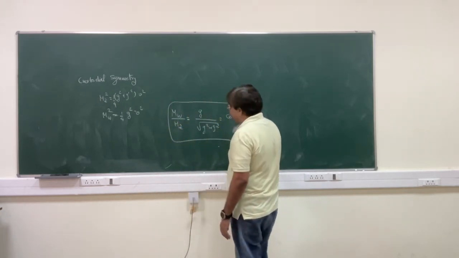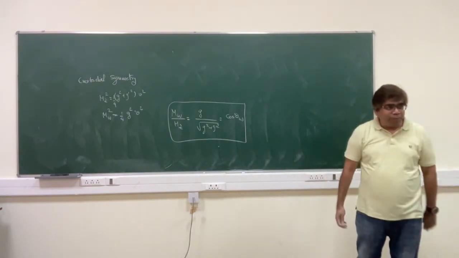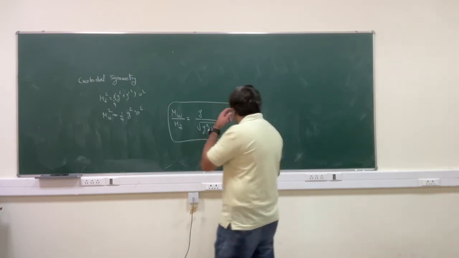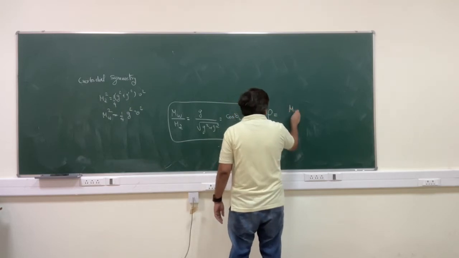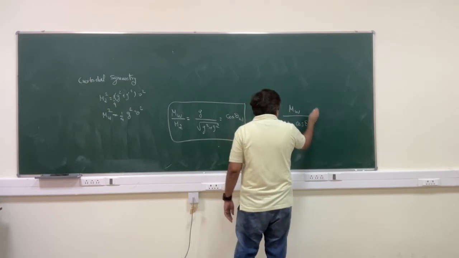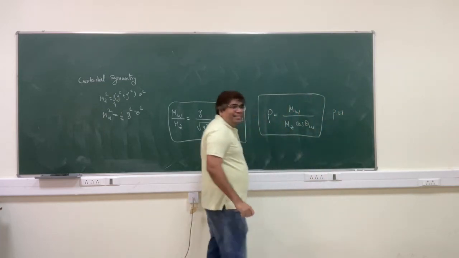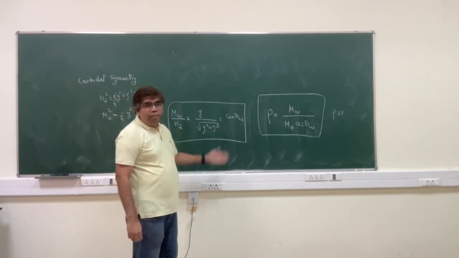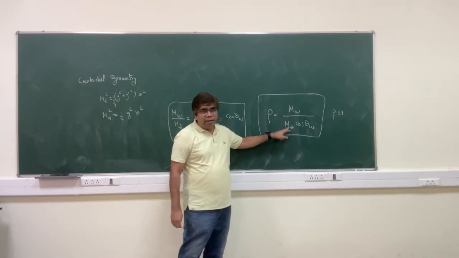The custodial symmetry statement is that this relation should be valid at the tree level. And this relation should be valid even at one loop also. This relation should not be modified significantly. So many times you define some parameter, and then you say rho is equal to 1. The rho parameter is nothing but the ratio of MW and MZ essentially.